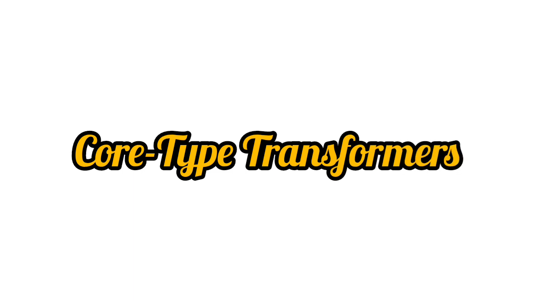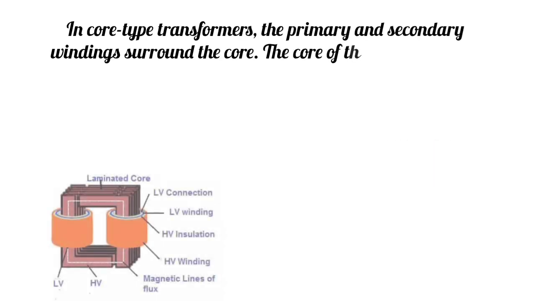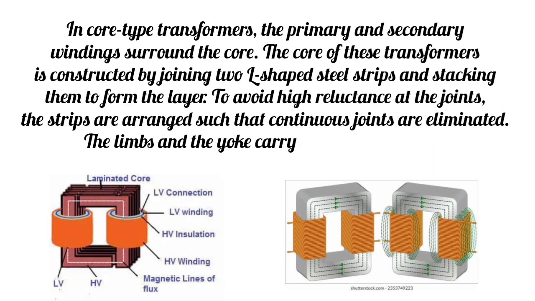Core type transformers. In core type transformers, the primary and secondary windings surround the core. The core of these transformers is constructed by joining two L-shaped steel strips and stacking them to form the layer. To avoid high reluctance at the joints, the strips are arranged such that continuous joints are eliminated. The limbs and the yoke carry the whole of the flux.